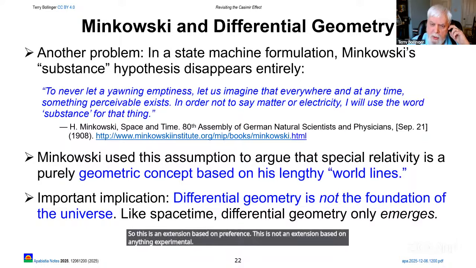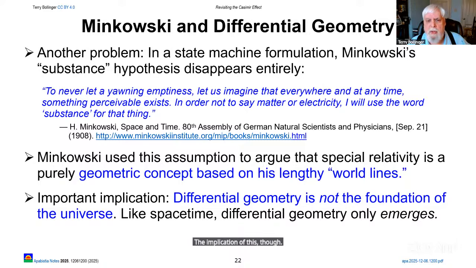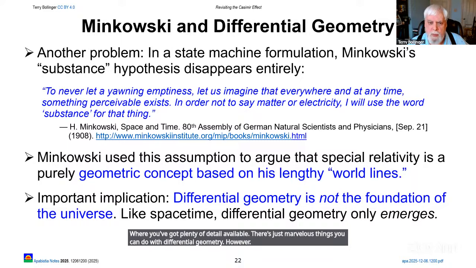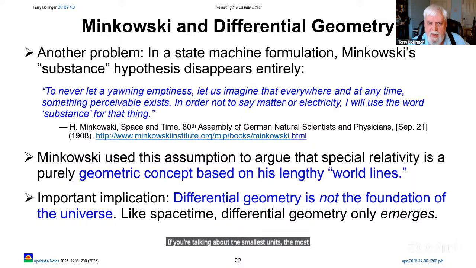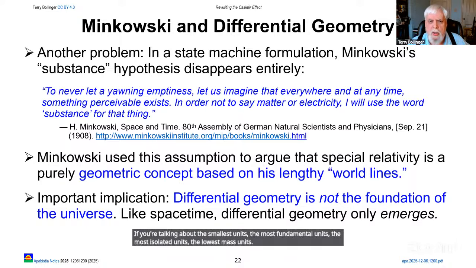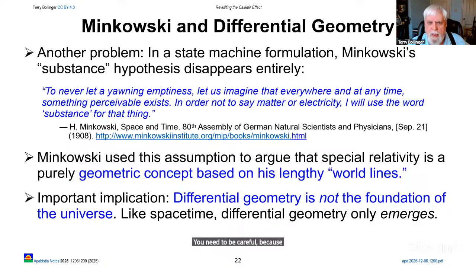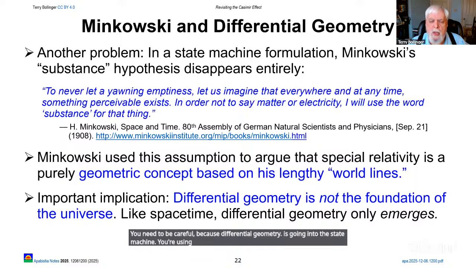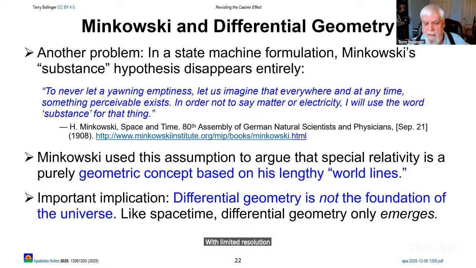The implication of this, though, is that differential geometry is incredibly important also in things like solid matter physics, where you've got plenty of detail available. There's just marvelous things you can do with differential geometry. However, if you're talking about the smallest units, the most fundamental units, the most isolated units, the lowest mass units, you need to be careful, because differential geometry is going into the state machine. You're using differential geometry when you should be using finite state machines with limited resolution. And those are very different things.